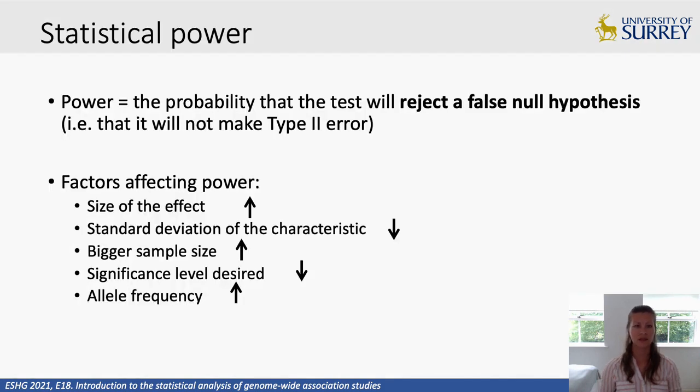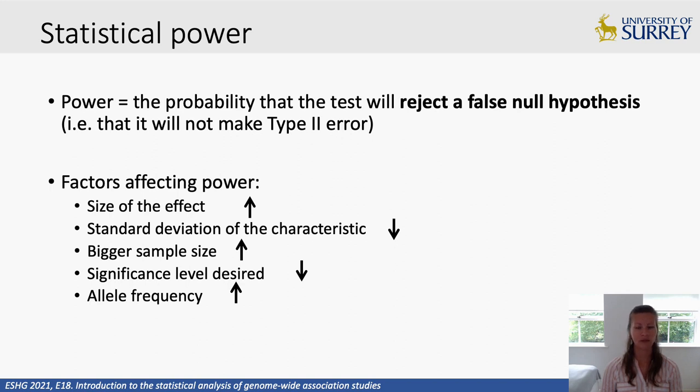When starting to conduct a genome-wide association study, it is very important to evaluate the statistical power of your study. The power is the probability that the test will reject a false null hypothesis. As with any epidemiological study, factors that affect power are the size of the effect, so we are more powered to see larger effects, and also the standard deviation of the characteristic we are looking at.